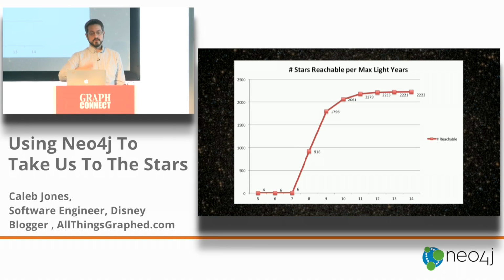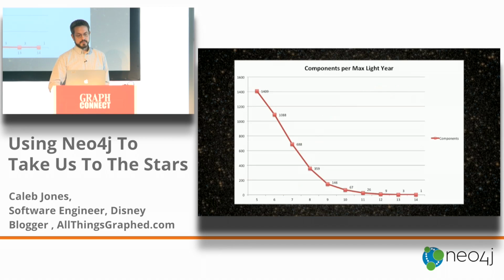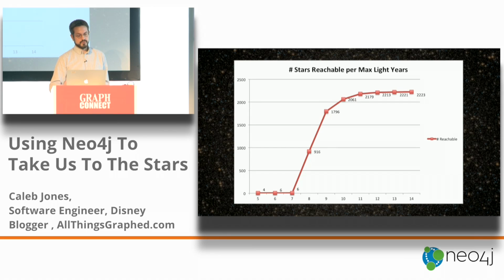So inverse to that is if you ask the question, well, how many stars are reachable depending on how far we can travel? That should make somewhat sense, right? The further you can travel, the more connected you are, and the more stars you could reach. But what's really fascinating about this is the flat line there.